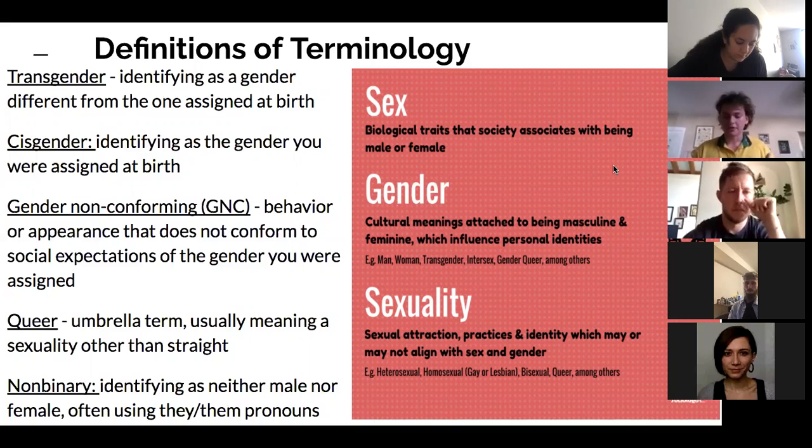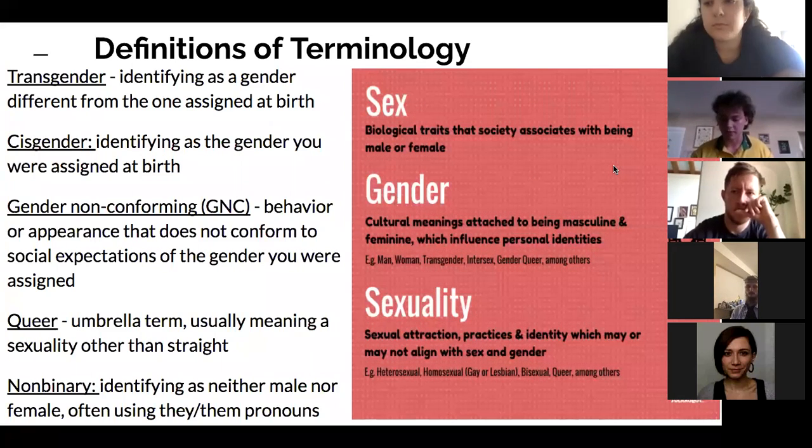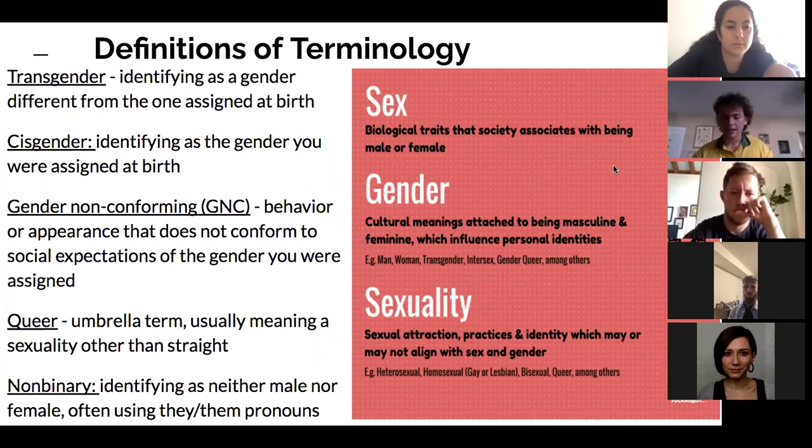Gender refers to your personal sense of being a man, a woman, or non-binary, which can mean both, neither, or something completely separate from man and woman. Gender expression is a little bit different from gender identity. Gender expression refers to the way you express your gender identity through behavior, mannerisms, and appearances. And then the last one, sexuality, just refers to who you are sexually attracted to.